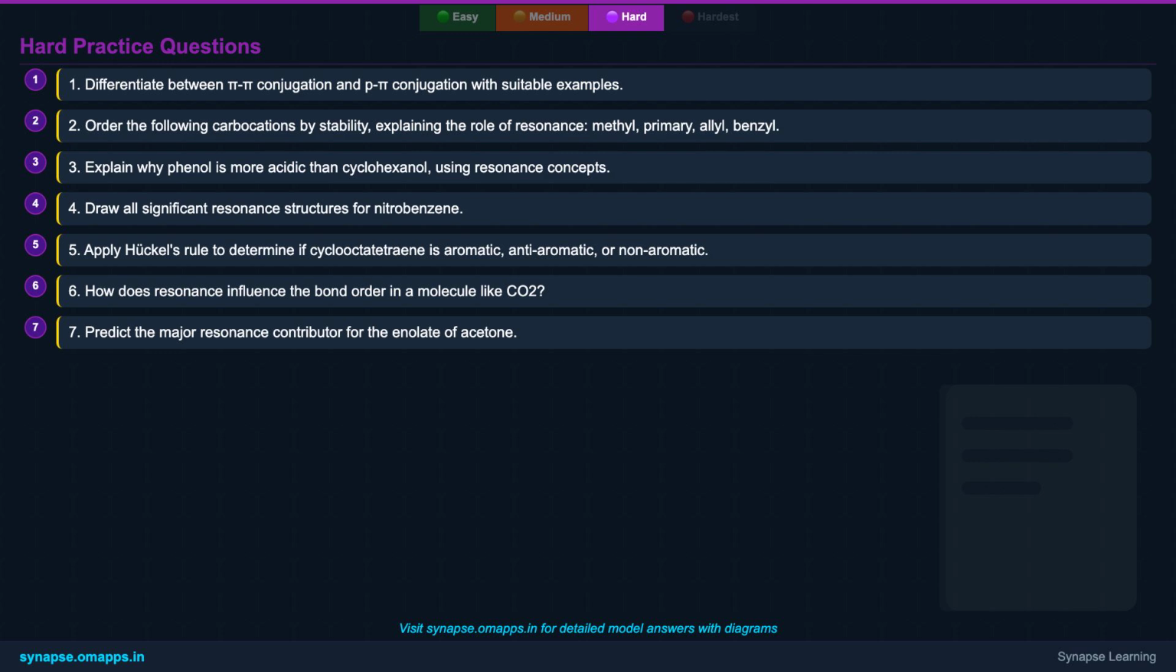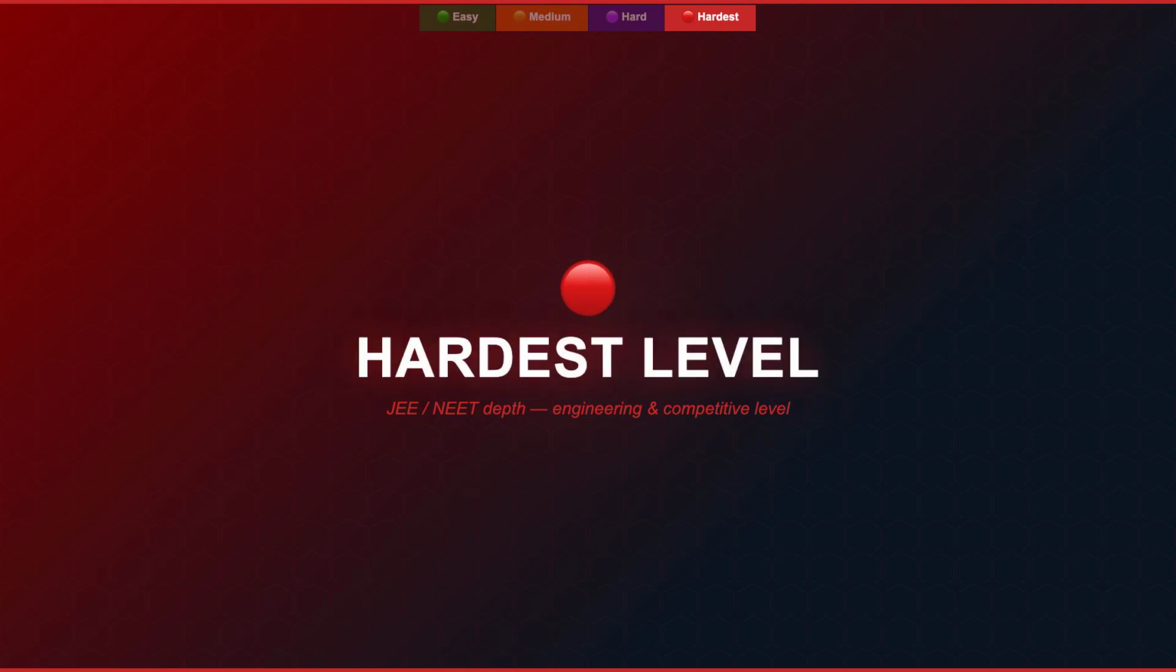Apply Huckel's rule to cyclotetraene. Analyze resonance's impact on bond order in CO2. And finally, predict the major resonance contributor for the enolate of acetone. Take your time, these require careful thought. Excellent work getting this far.